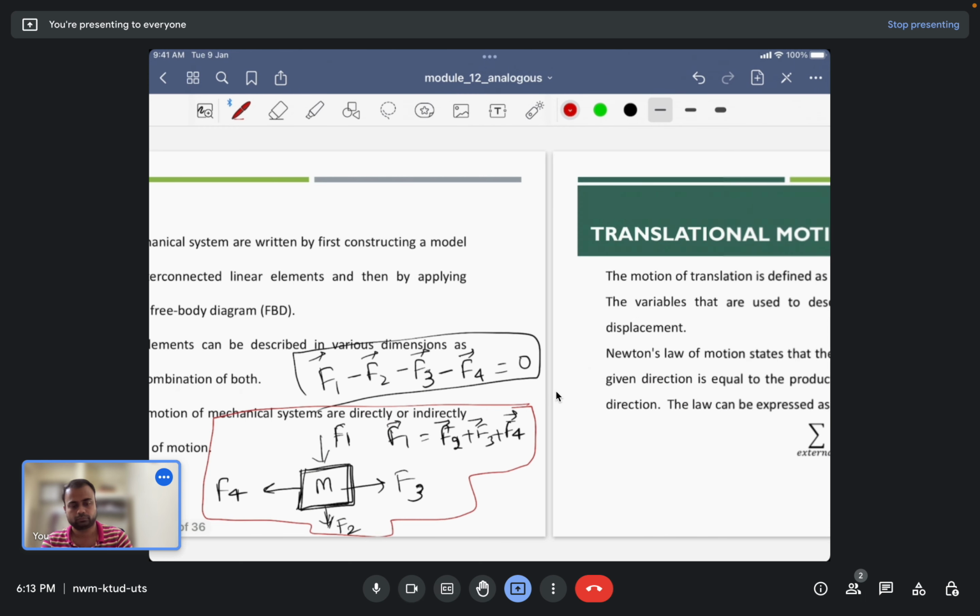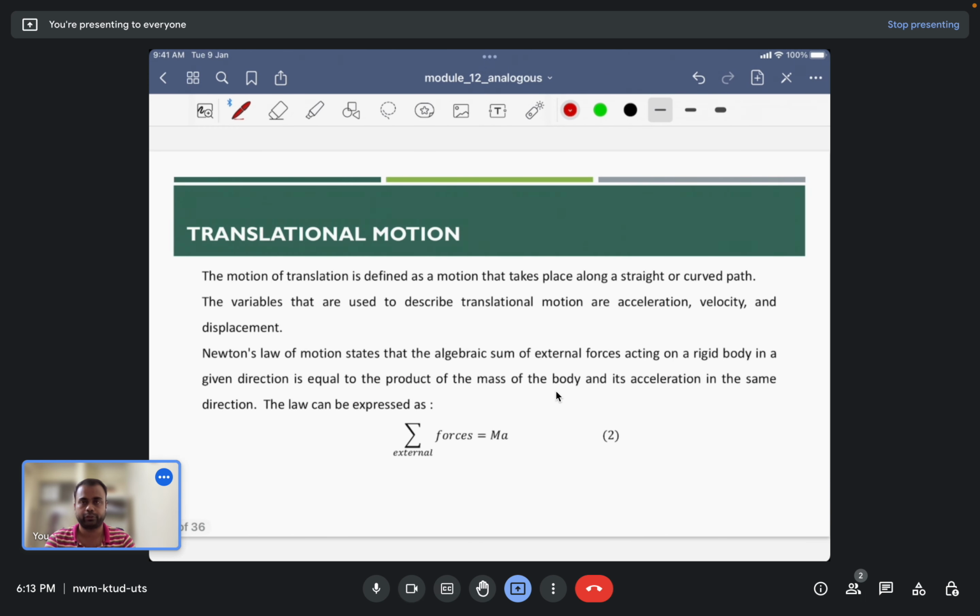So let us first of all focus on the translational motion part. The motion of translation is defined as a motion that takes place along a straight or curved path, that is, there is a change in the xyz component. So the variables that are used to describe translation motions are acceleration, velocity and displacement. So let us define these three components.